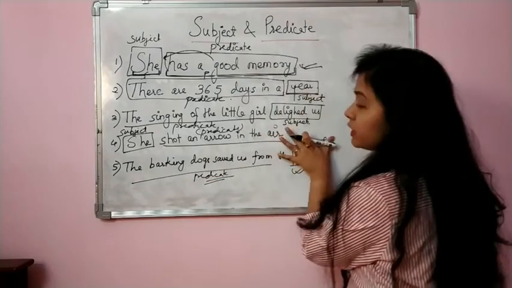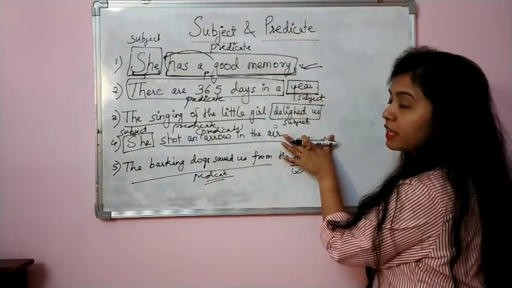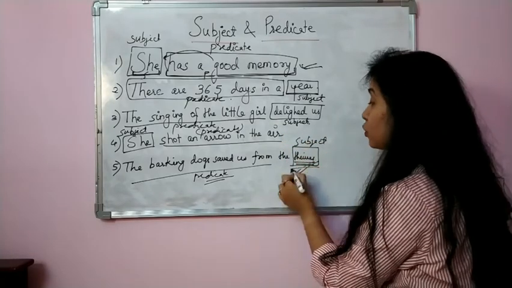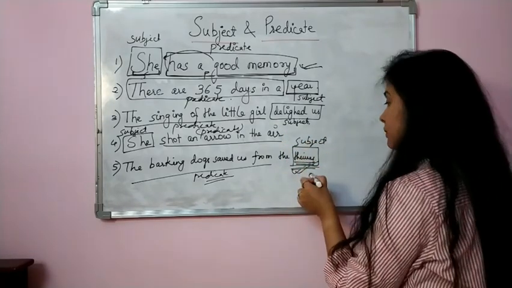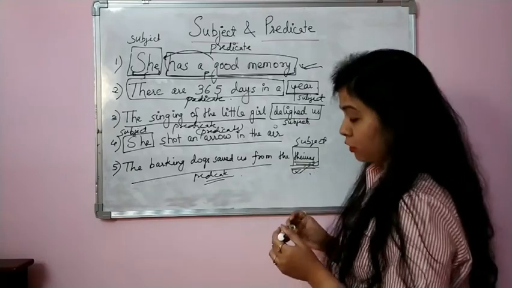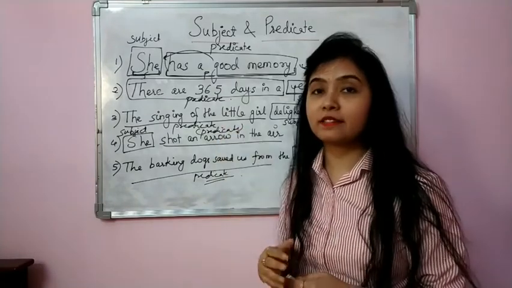Okay, because if you read it without this, the barking dog saved us from what? From the thieves. तो हम किस बारे में बात कर रहे हैं? चोरों के बारे में. We are talking about them. ठीक है? So this becomes the subject and this becomes the predicate. So I hope you all understood these examples.